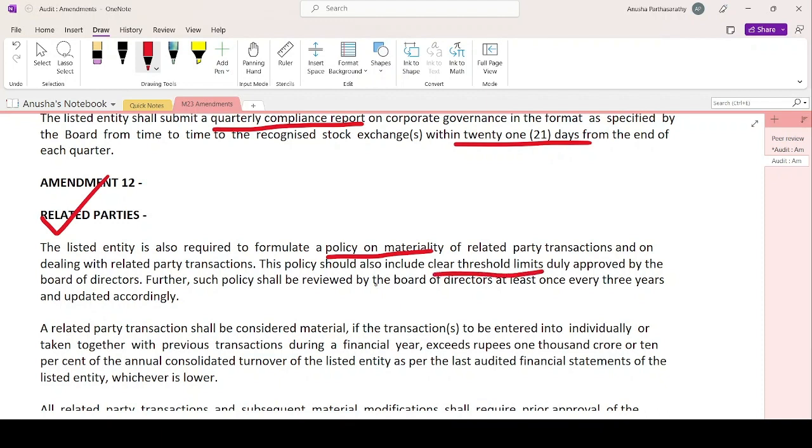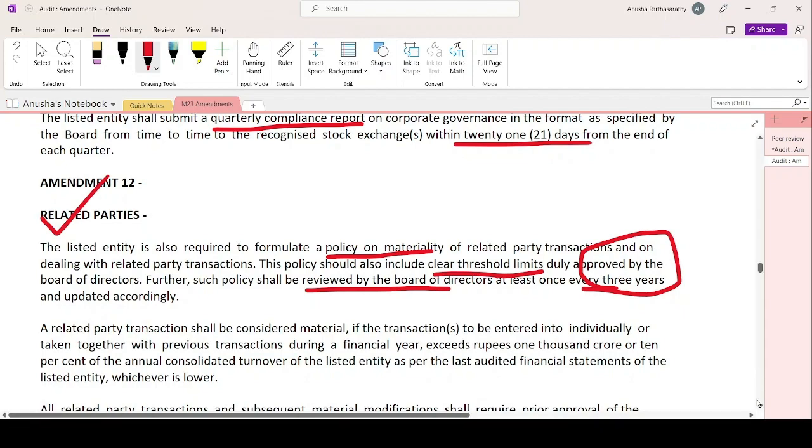Further, such policy will be reviewed by the board of directors at least once in every 3 years, and updated regularly. So I have to set the materiality level, I have to set the threshold limit, and also the same has to be reviewed by the board of directors at least once in every 3 years.